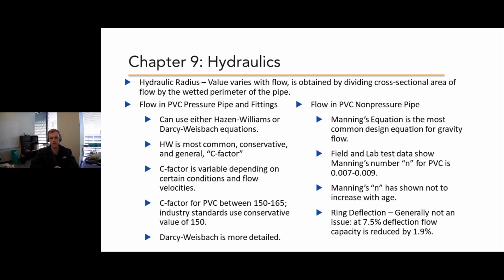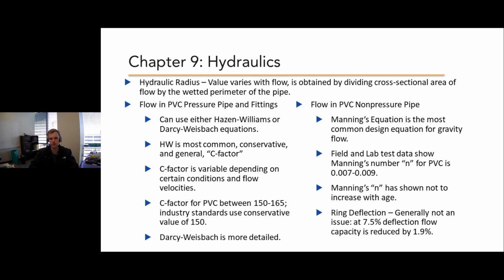A number of recent tests have been performed confirming a C factor of 150 is conservative for PVC. Most of the recent testing, and even old testing, has shown a C factor ranging from 150 to 165 for PVC. For non-pressure pipe, the Manning equation is the most used, and field and lab testing show that Manning's n for PVC is anywhere between 0.007 and 0.009. Generally, the industry recommendation is 0.009 just to stay on the conservative side.